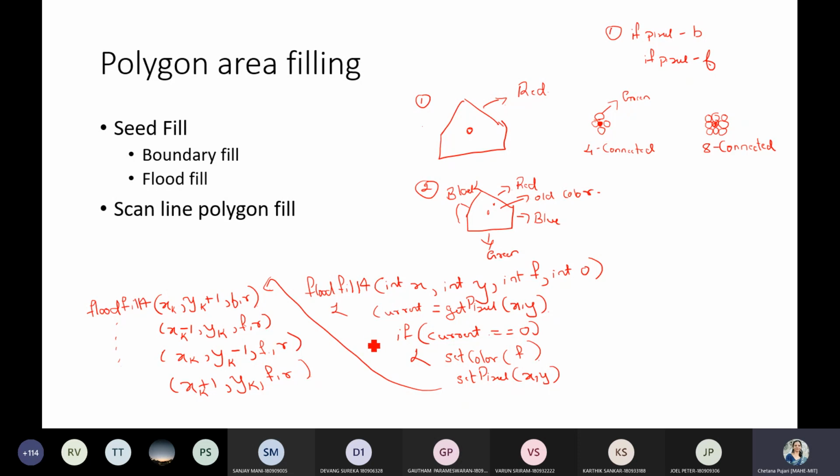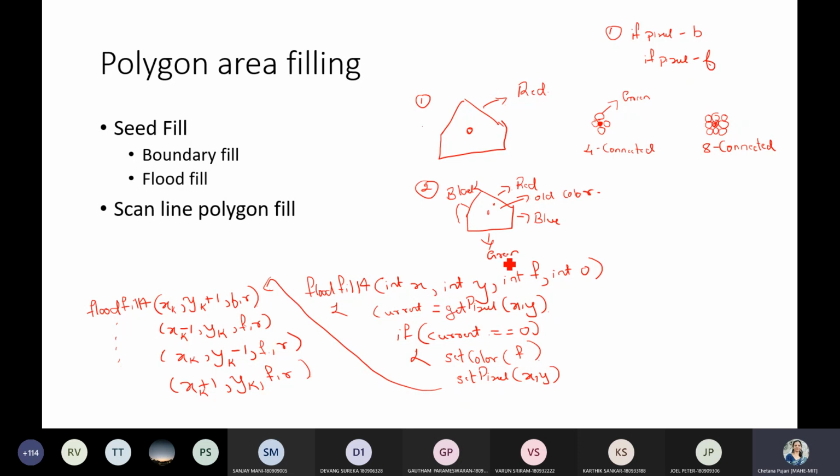Fine. So this is for flood fill algorithm. Similarly, for boundary fill algorithm, the condition will be: if the current is not equal to B and current is not equal to fill color, then you are going to enter, and again the same thing is done. The inside code will remain the same, only the condition will vary.